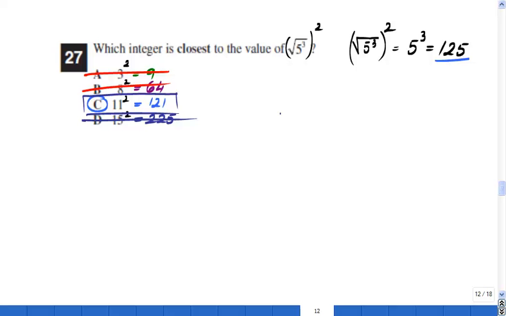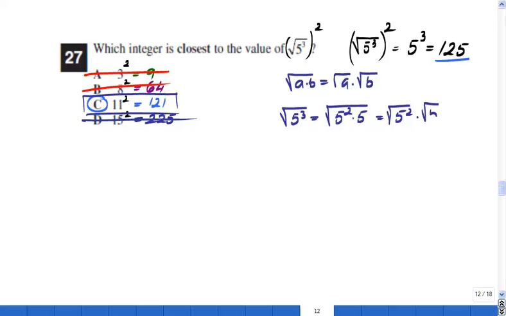You can basically take the square root of 5 to the power of 3, and remember that one of the properties of square roots is that if you have square root of a times b, that's square root a times square root b. Well, how am I going to use this one here? Well, simply by writing 5 to the third as 5 squared times 5, which will equal square root of 5 squared times square root 5.